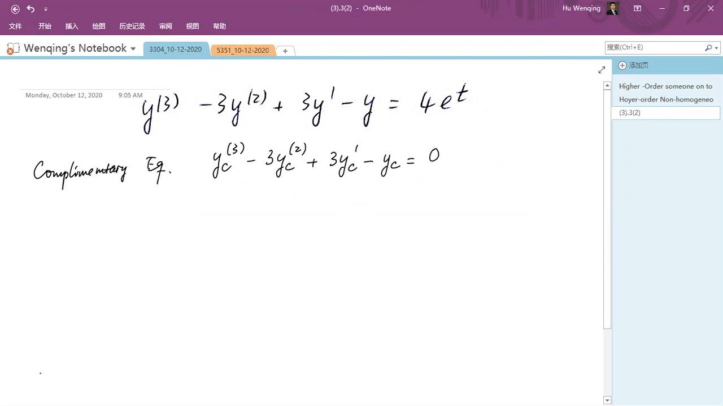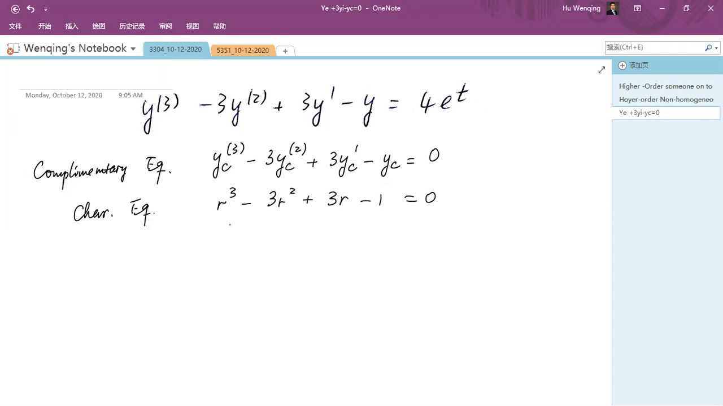With the complementary equation given, you want to try the characteristic equation: r cubed minus 3r squared plus 3r minus 1 is equal to 0. And as we said last time, in order to find solutions, which is what we discussed in the last lecture, you should try to do grouping.